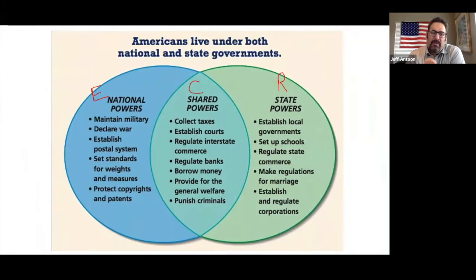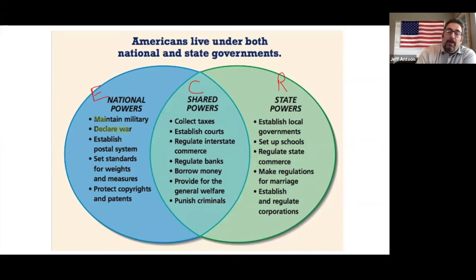So I want to go over this Venn diagram: enumerated, concurrent, and reserved. That's what ECR stands for. So there's a couple changes to this because it's old. So notice that the national power has the enumerated clause of maintaining a military or declaring war. That's a federal power, enumerated to the federal government, not the states. The states cannot declare war, like Texas can't declare war on Mexico. Okay, it has to be the United States.